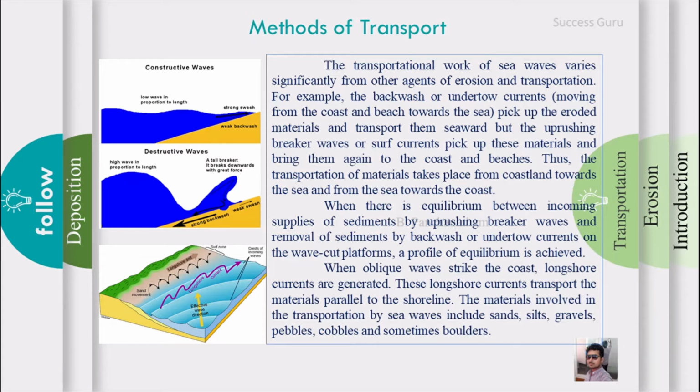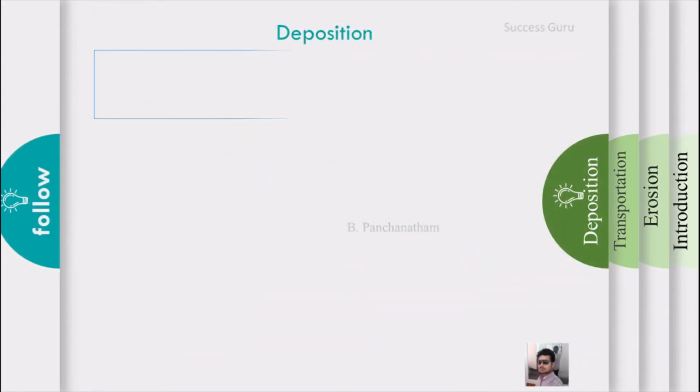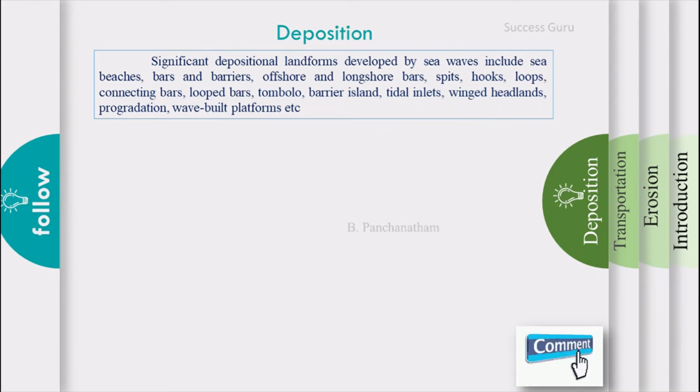In India, the longshore current flows toward the north for about 7 months on the Bay of Bengal side, and toward the south for 5 months on the same Bay of Bengal side. This leads to the formation of many geomorphic features that we are going to discuss in the depositional landforms. So let us see the generalized introduction to deposition.